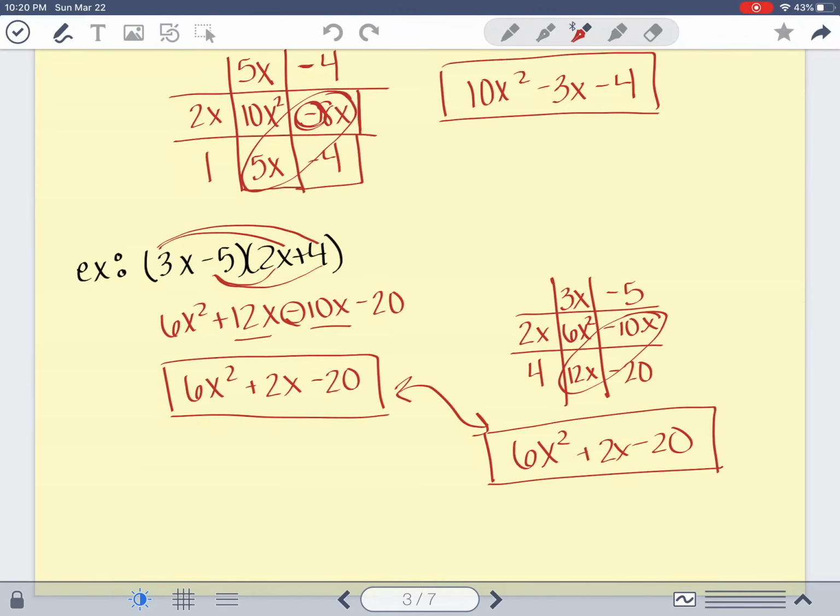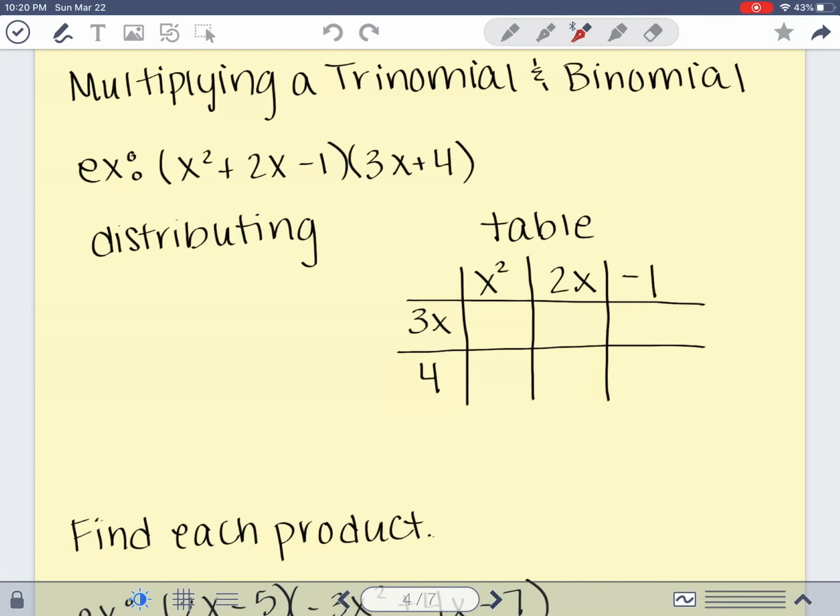All right, so now we are going to move on to multiplying a trinomial and a binomial. So notice, trinomial has 3, binomial has 2. When we are doing this, there's not a nice fancy FOIL name or anything like that when it comes to distributing, okay? But I'm going to show you what that looks like.